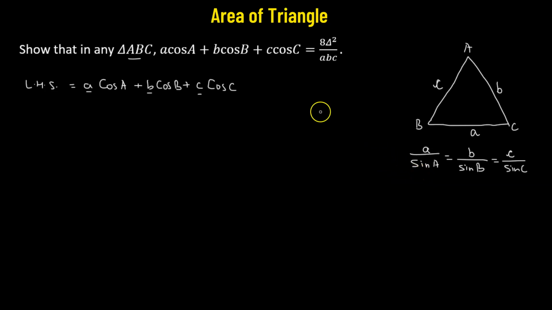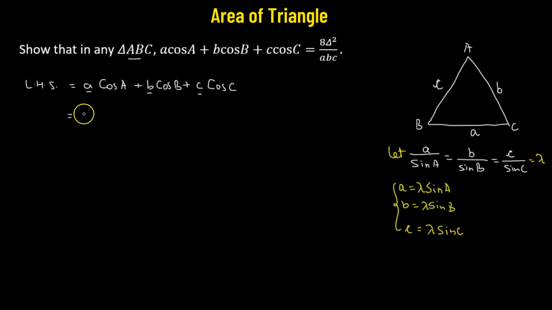What we'll do is suppose these three ratios are equal to a common constant, and we're going to call it lambda, such that a can be represented as lambda times sin A, then b will be equal to lambda times sin B, and c will be equal to lambda times sin C. So we'll use these values of a, b and c. Then our left hand side becomes lambda sin A cos A plus lambda sin B cos B plus lambda sin C multiplied by cos C.